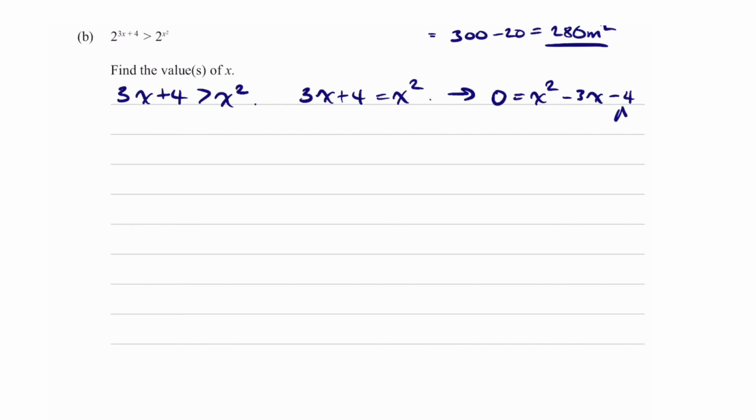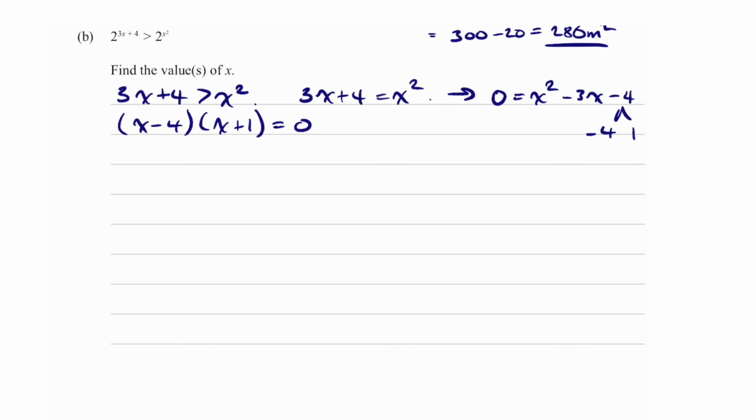So how do we solve for this? Well, we need to factorize it. So let's find two numbers which multiply to negative 4 and sum to negative 3. Let's try 4 and 1. So if I have negative 4 and positive 1, I get negative 4 plus 1 is negative 3. And negative 4 times 1 is negative 4. So this holds. So we can write x minus 4 and x plus 1 is equal to 0.